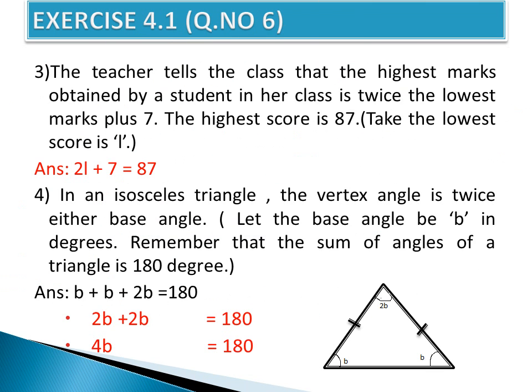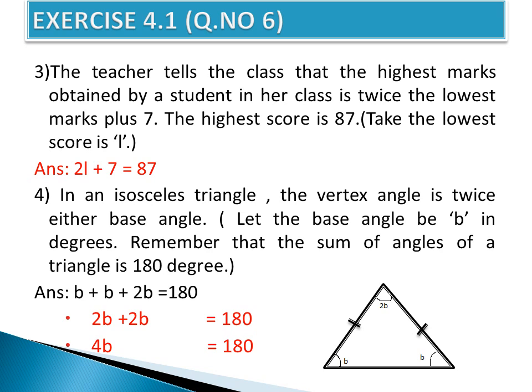Okay, let us continue. Question number 6, third one. The teacher tells the class that the highest mark obtained by a student in her class is twice the lowest marks plus 7. The highest mark, that means the highest score, is 87. Take the lowest score as L. The lowest score we have to take as letter L.